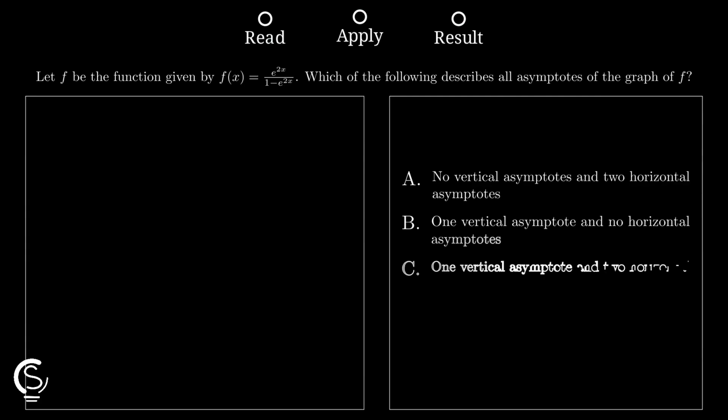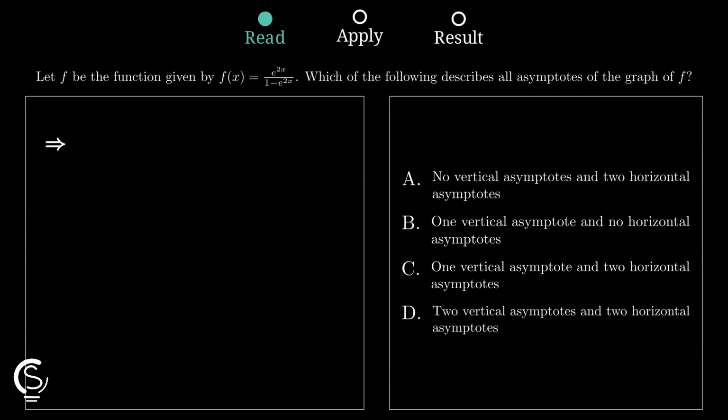First, look for vertical asymptotes by setting the denominator equal to 0. Solving 1 minus e to the 2x equals 0 gives x equals 0, so we have 1 vertical asymptote.